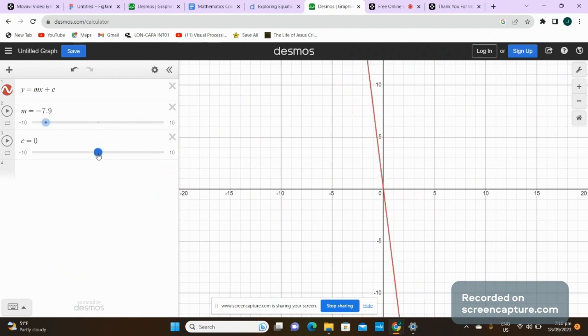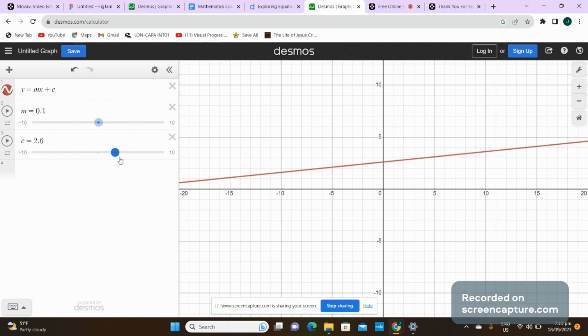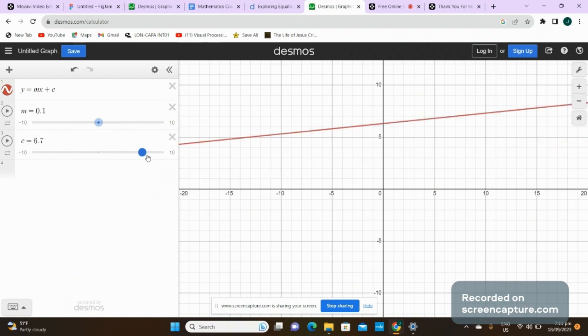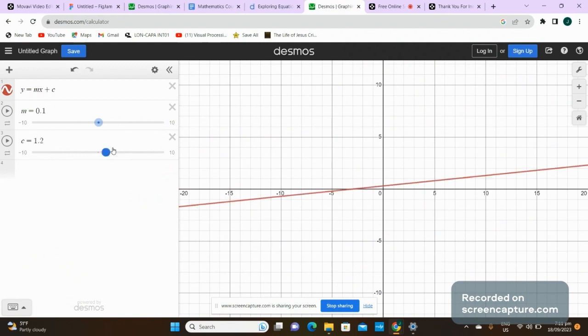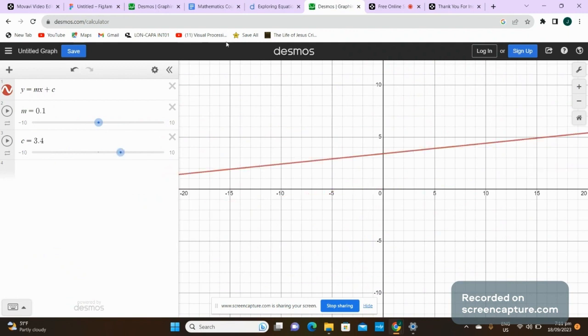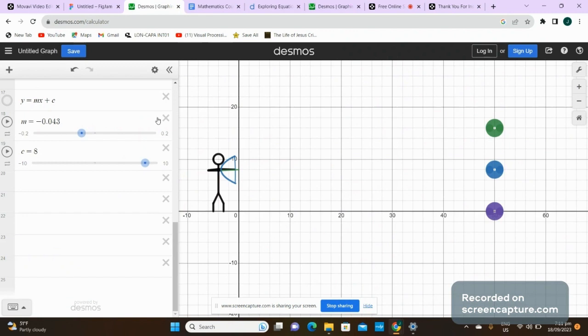Okay, and with the c value, we'll change it here so it's a bit more obvious what's happening. We see that it's increasing and decreasing the y-intercept. So now you have a quick understanding of that. We're going to move to a quick activity.